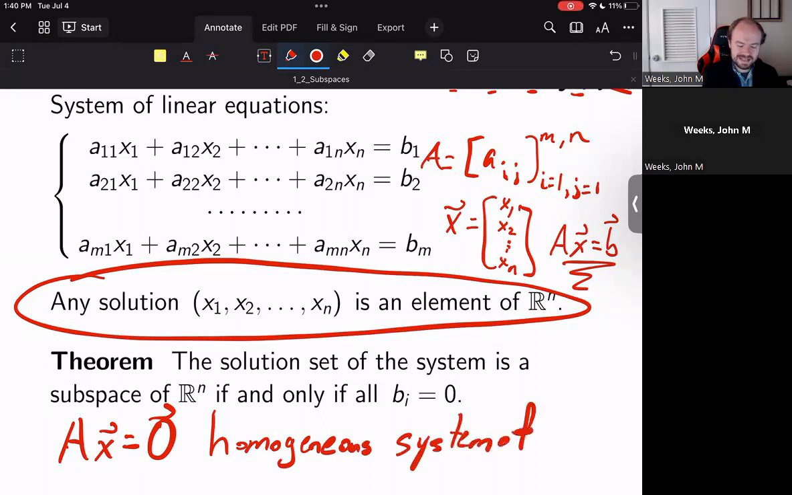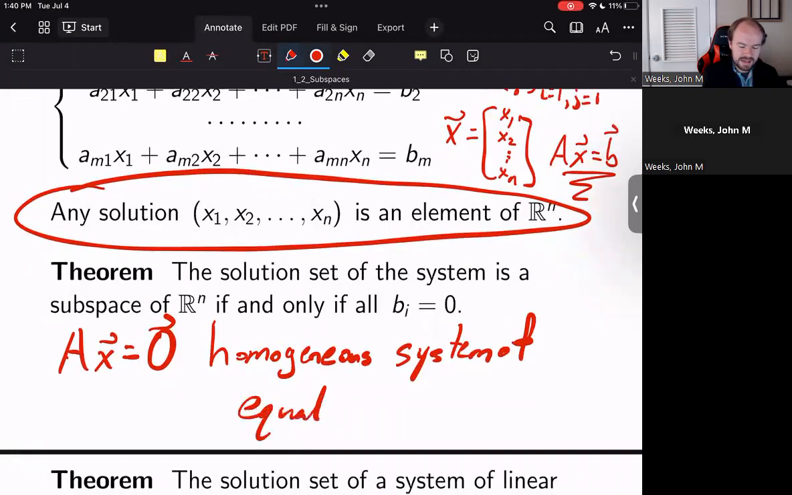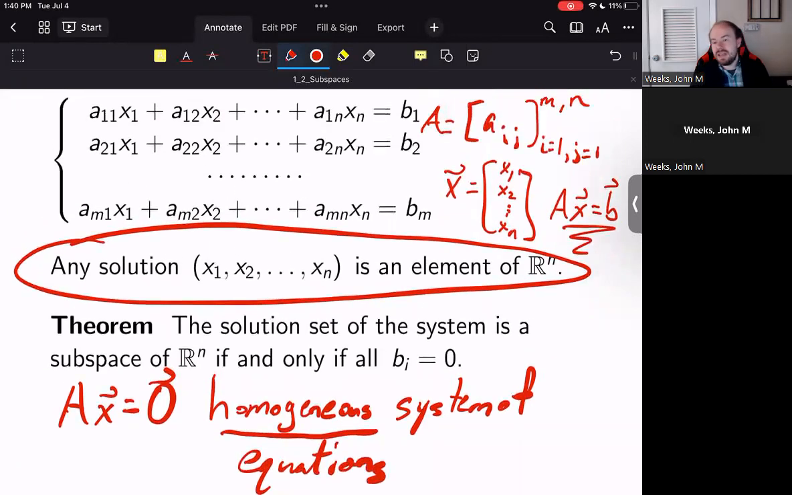A homogeneous system of equations. And that means that you are setting the system of equations so that all the constant terms in each equation is 0. It's a homogeneous system of equations. So think about what this means, right?